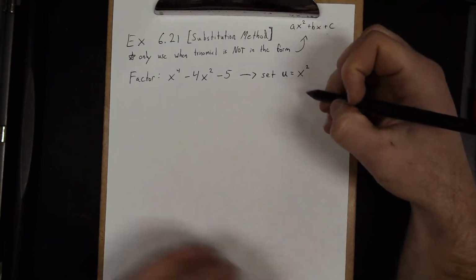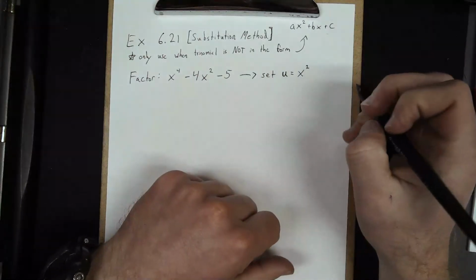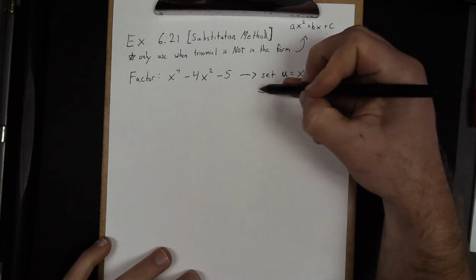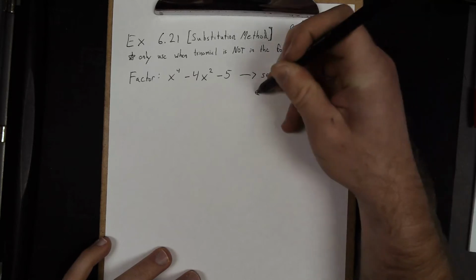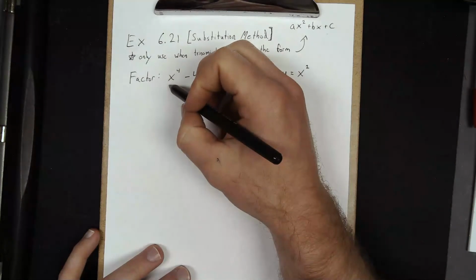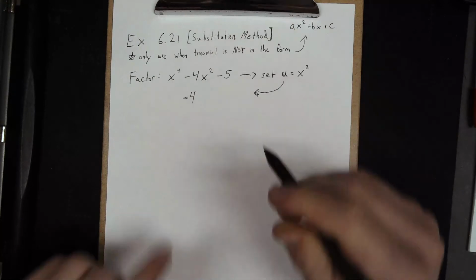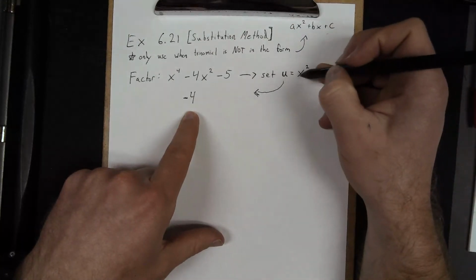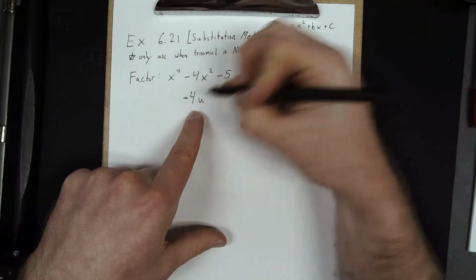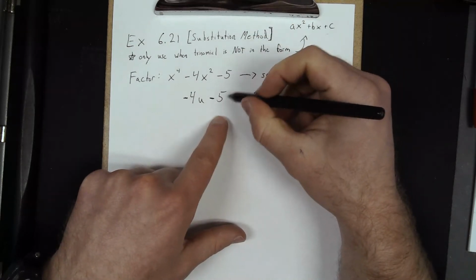Now bear with me. So now that we've set u equal to x squared, we are going to plug in u everywhere we see an x squared. Okay, so we'll skip this first one and we'll look here. So we have our minus 4, and we know x squared is now equal to u, so we can put a u in for x squared. Minus 5, there's no variables associated with our minus 5, so we're good there.